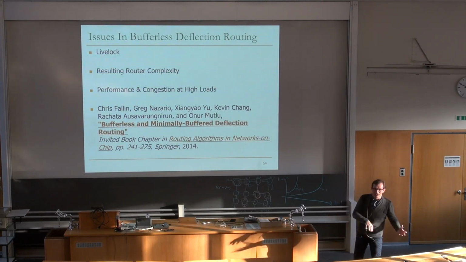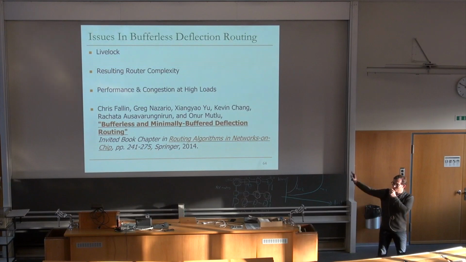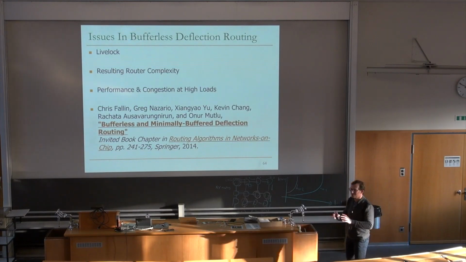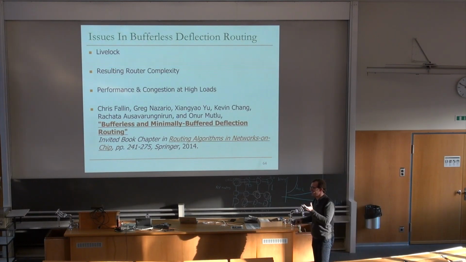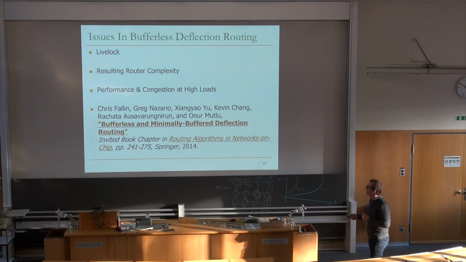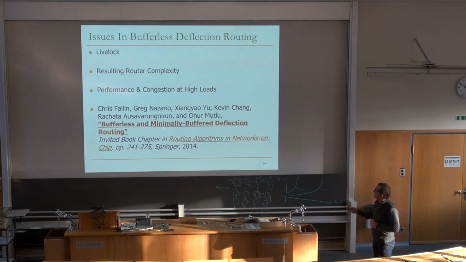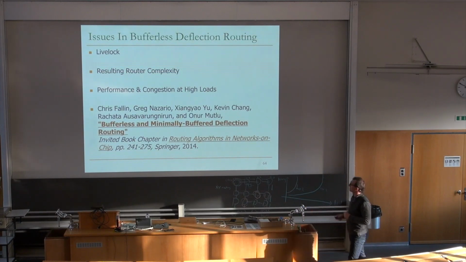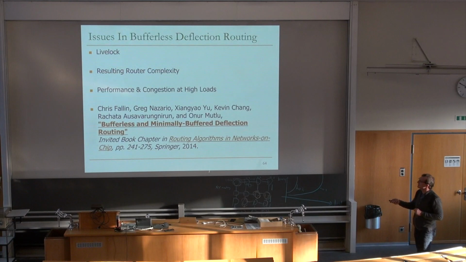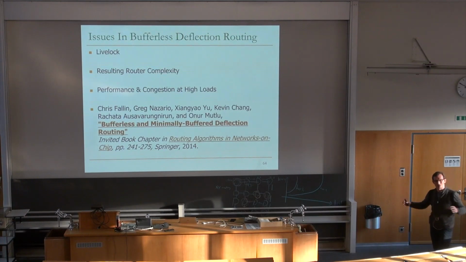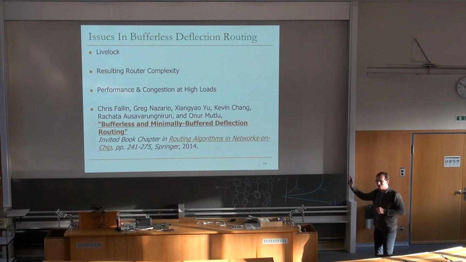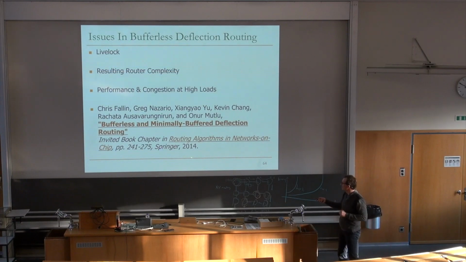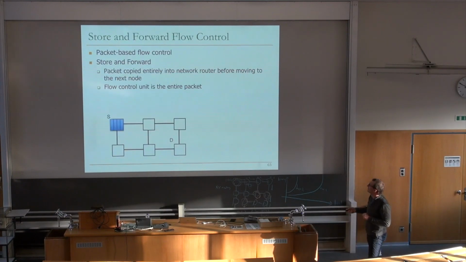So buffered networks have the deadlock problem. Bufferless networks have the livelock problem. Neither one is easy to handle, but you need to handle it. And there's another issue with bufferless networks, which is performance and congestion at high loads. We will talk about that. If you're interested, you can read this book chapter that talks about a lot of related issues, although this is not as up to date as you can see over here.